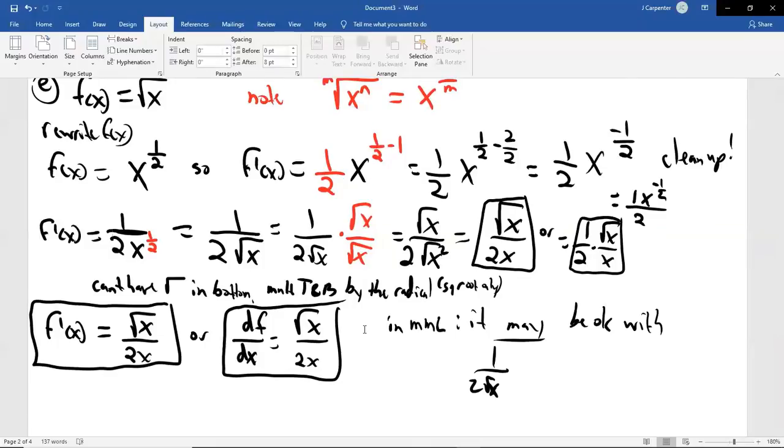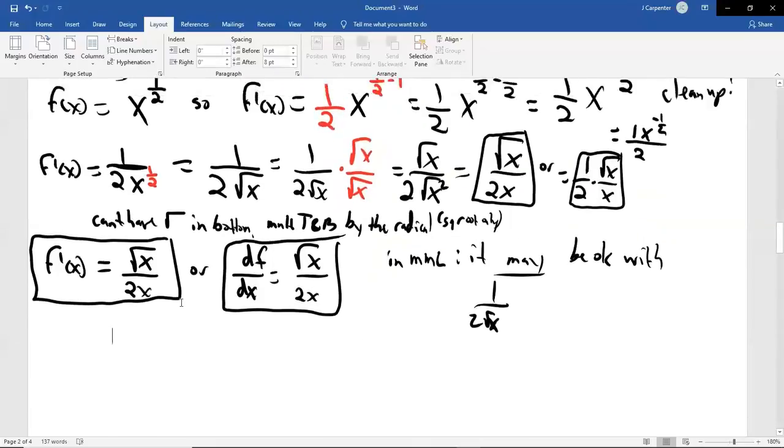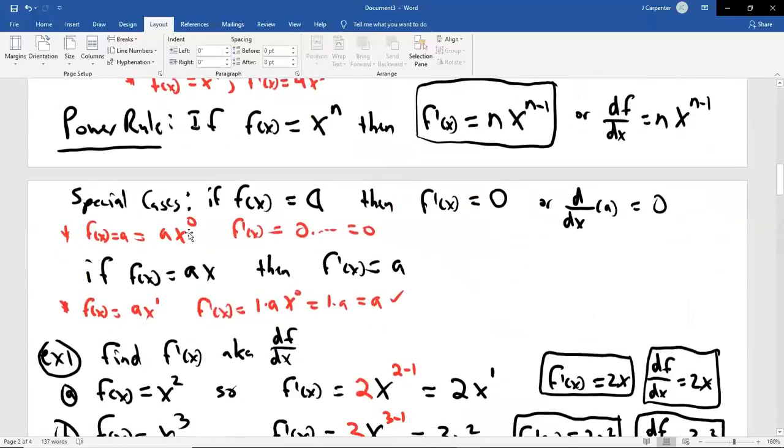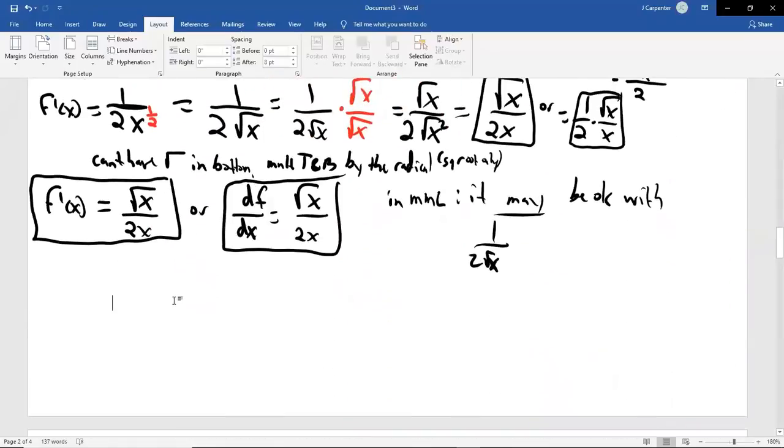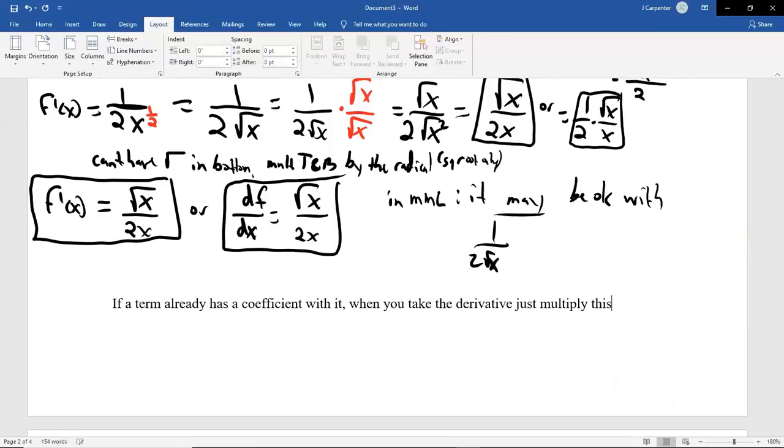Okay, so I mentioned something previously, and we even saw it in a special case. This thing had an extra little coefficient. What happens if there's extra coefficients? What if a term already has a coefficient? When you take the derivative, just multiply this by whatever you get.